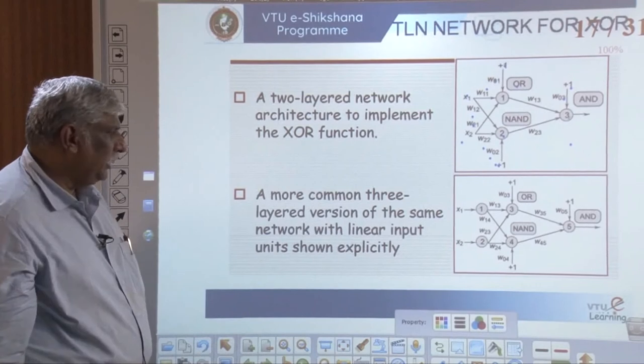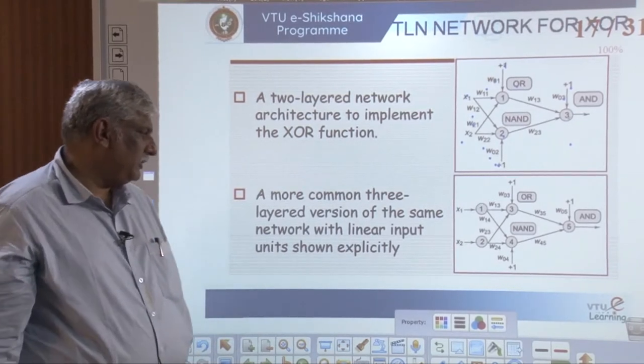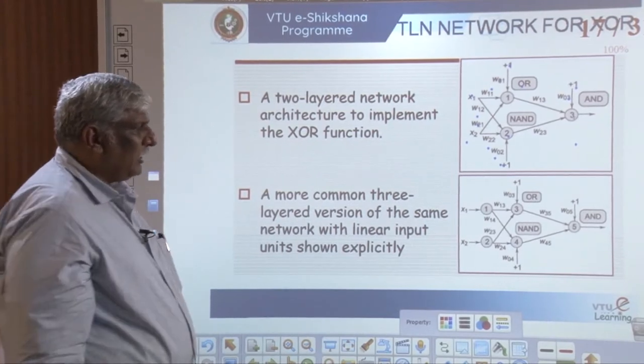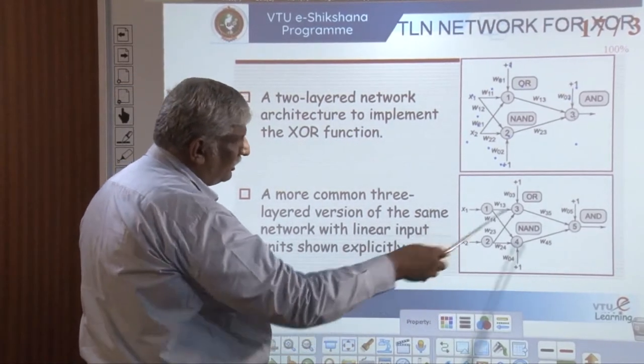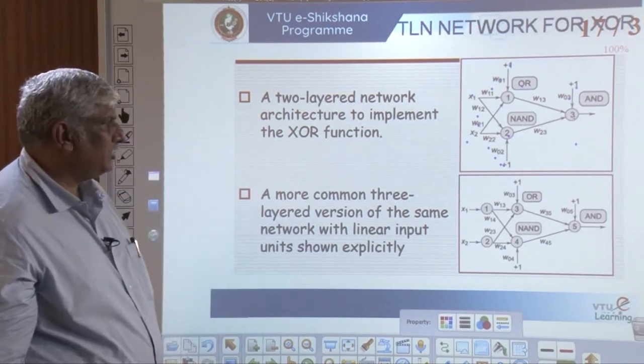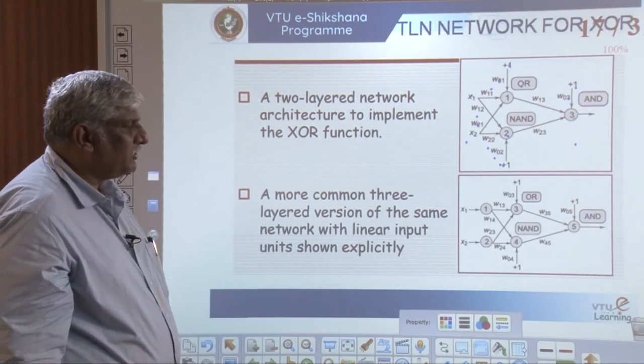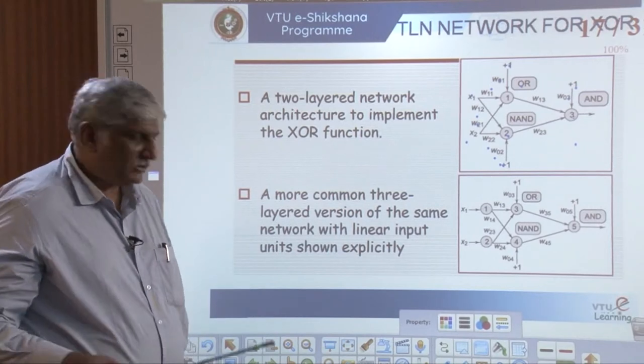Fine. A more common 3 layered version of the same network with the linear input layers shown explicitly. So, this can also be done. Of course, we have one more extra layer through which the data will be passing through. So, it is going to be a 2 layer and in this case, it is going to be a 3 layered network, which is going to be useful for realizing the XOR function.